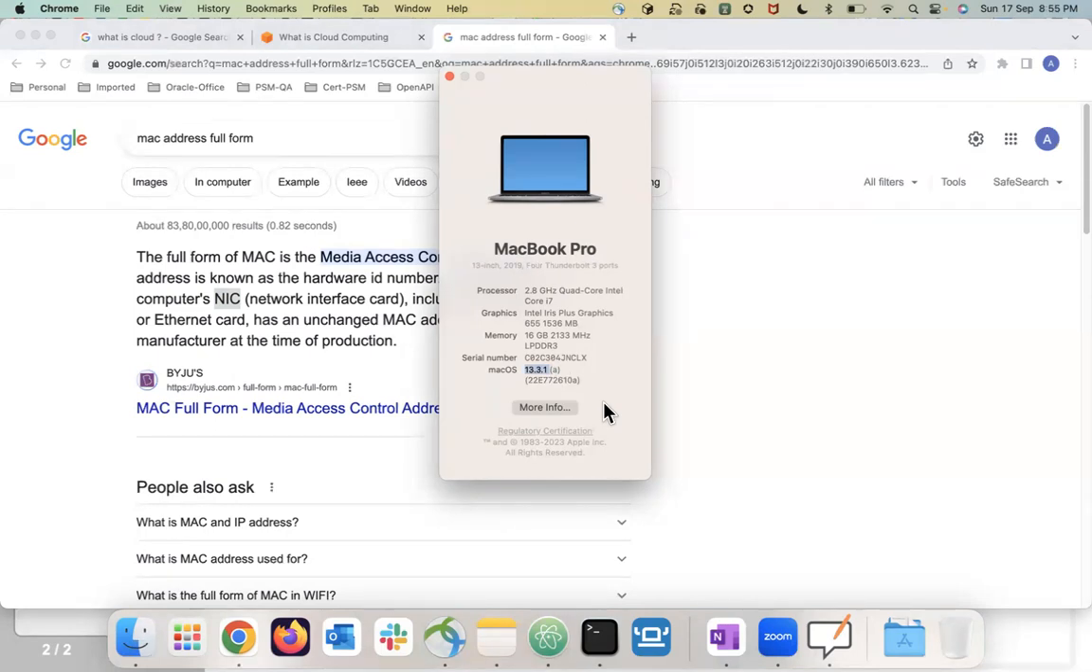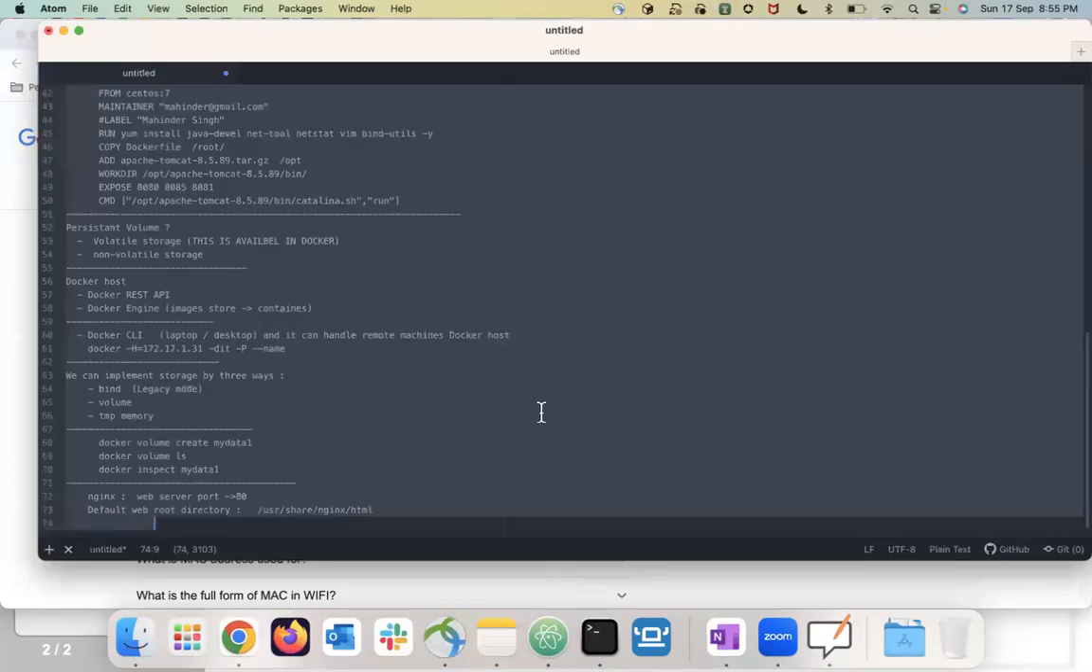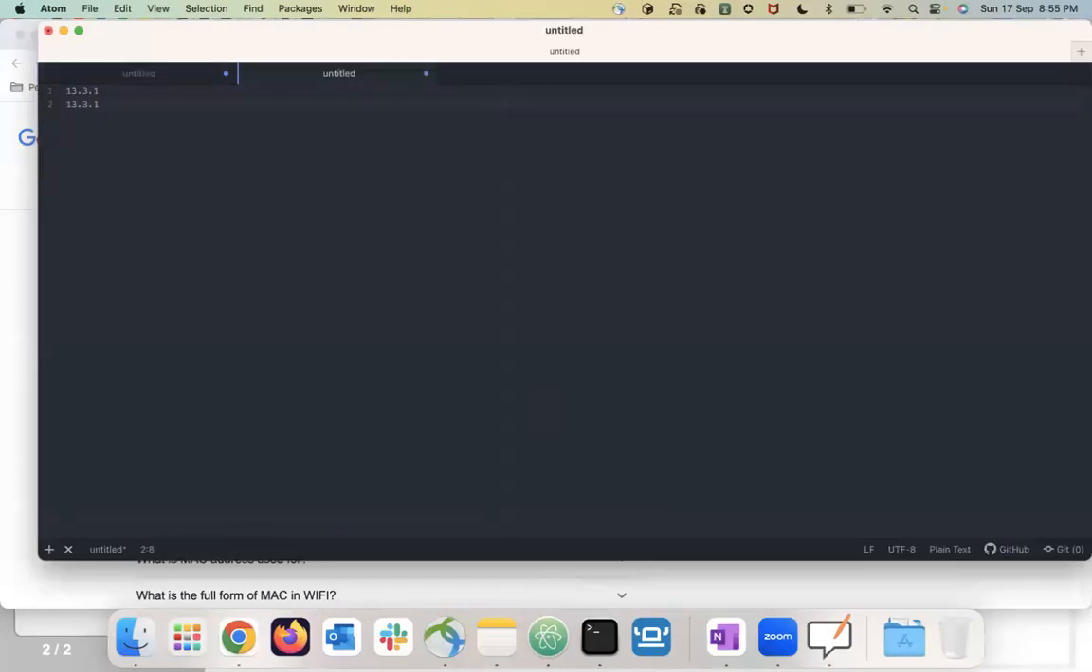Now tomorrow, this Mac will come out with a new version. Instead of 13.3.1, they might say 13.3.2. This is the new version. You see the last digit has got incremented. So this is called the incremented version.